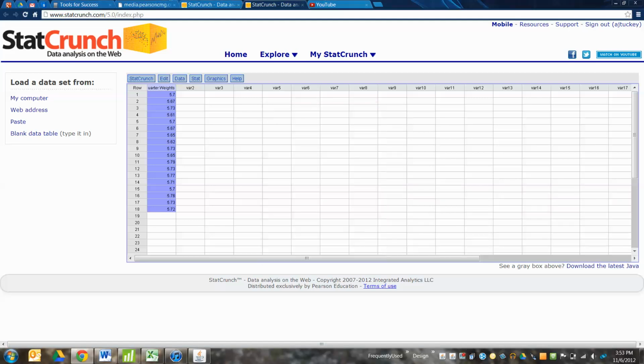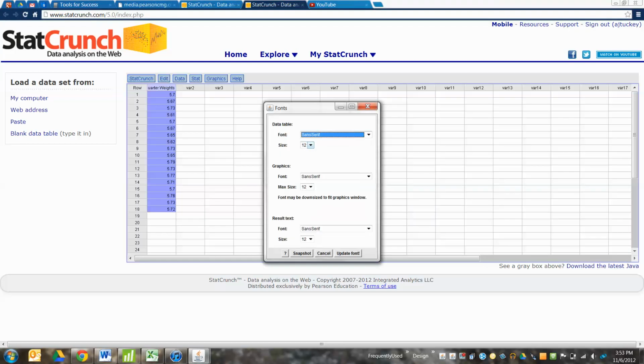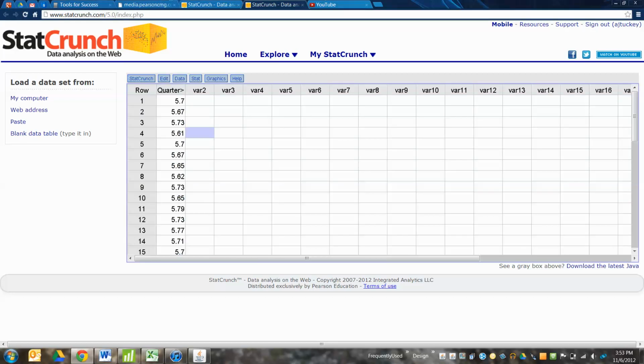Oh, it occurs to me you might want to know how to do this. So go to Edit, go to fonts, and you can make it size 20. You can also make your result text larger too, if you're interested in all of it. Say update font. There you go. Now you can see it a little bit better.